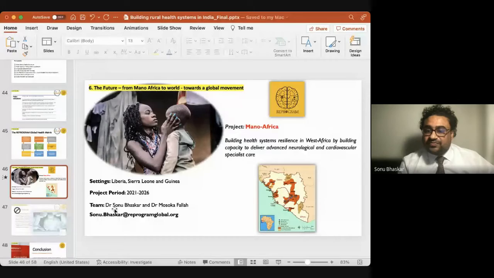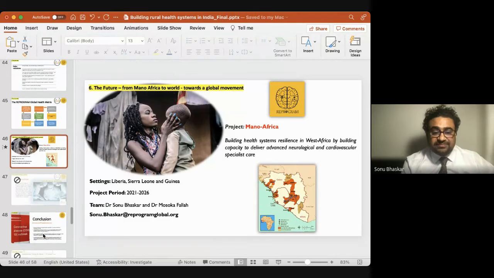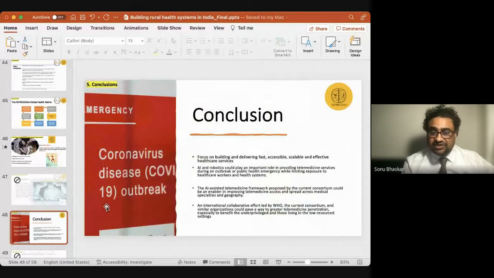Finally, just to give you a brief overview of the Manu Africa initiative, it is really about building health systems resilience and supporting neurological and cardiovascular specialist care across three countries: Liberia, Sierra Leone, and Guinea. And we have a great champion in Dr. Masuka Fala, who is supporting and leading it on this continent. And of course, that is in partnership with the Ministry of Health in these three countries.